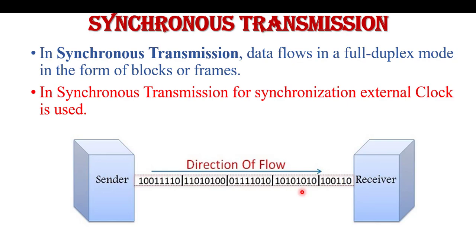So basically in synchronous transmission, a clock pulse decides when to transmit the data, and for this both transmitter and receiver must be ready to have communication.